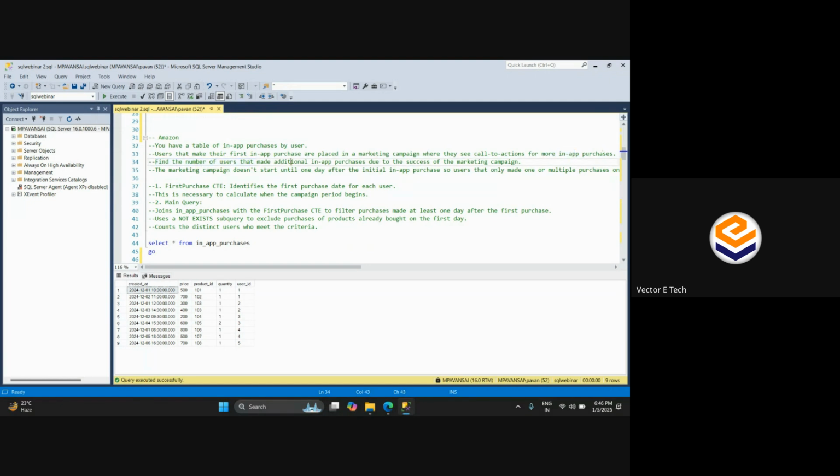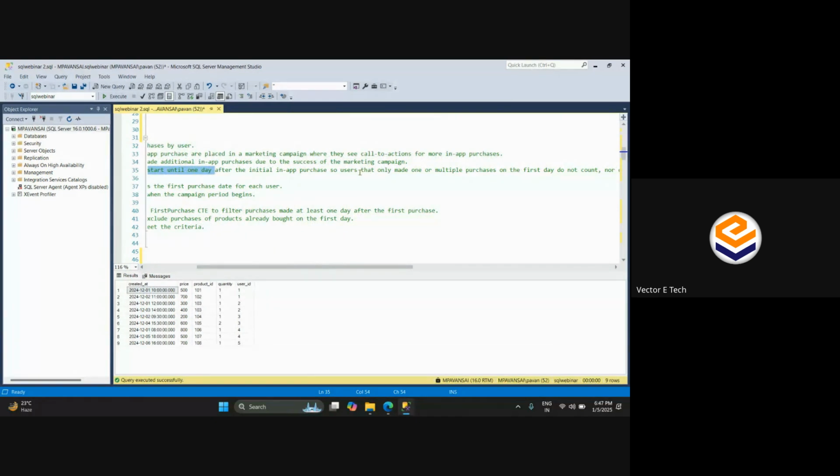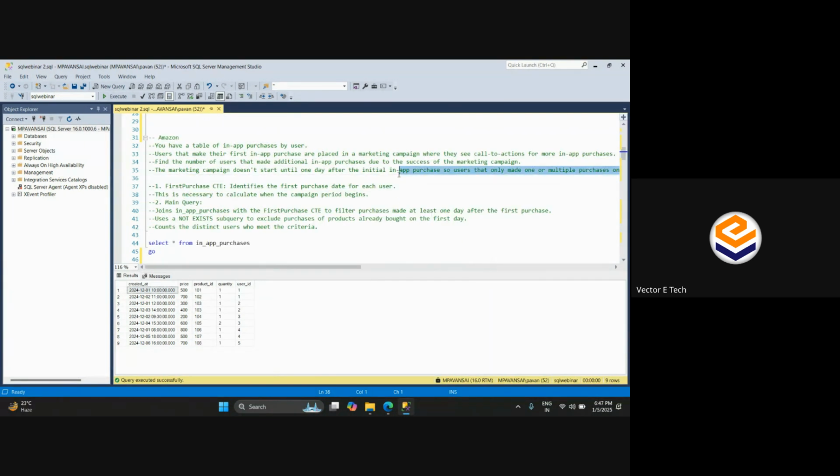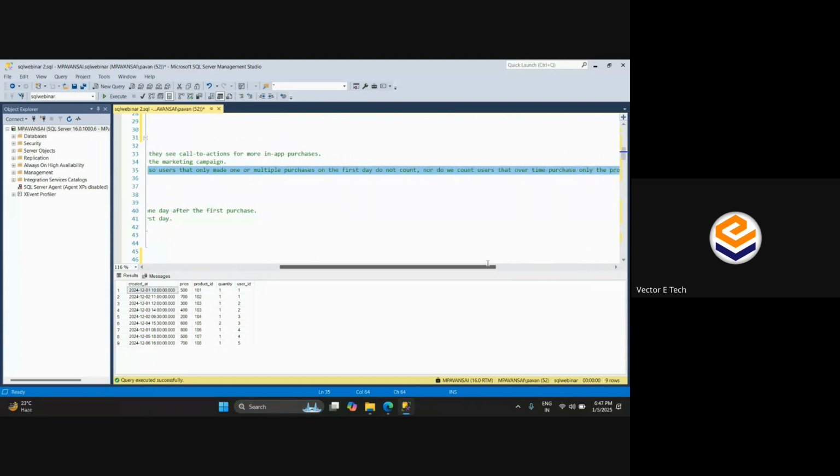Find the number of users that made additional in-app purchases due to the success of the marketing campaign. We have to find the number of users. The marketing campaign doesn't start until one day after the initial app purchase. So if it is a creation date, the campaign does not start until one day later, and whoever purchased before that is not valid. Users that only made one or multiple purchases on the first day do not count, right? Those people who purchased on the first day are not counted for the marketing campaign.